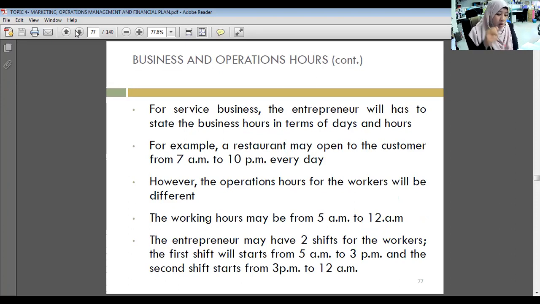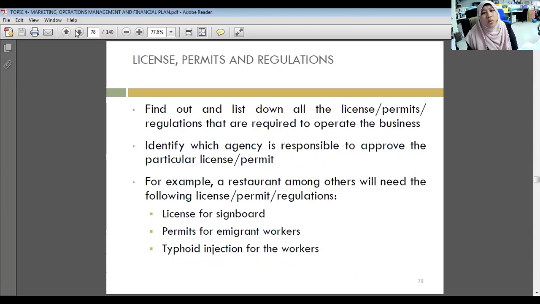As I said, even though the business hours are like 8 to 10, okay, KFC, McDonald's, the operation hours will be different. So the working hours may be from 5 a.m. to 12 a.m. So the entrepreneurs may have 2 shifts for the workers. The first shift starts from 5 a.m. to 3 p.m. The second shift starts from 3 p.m. to 12 a.m. It depends on that, okay?